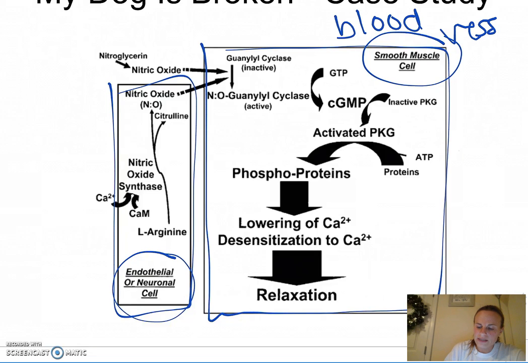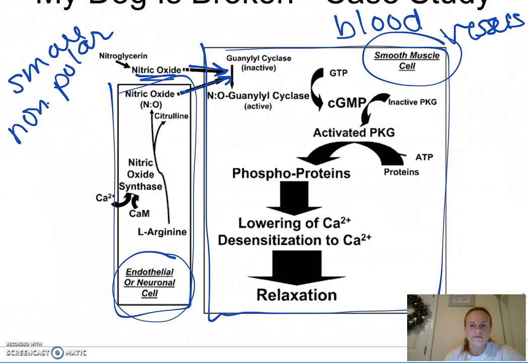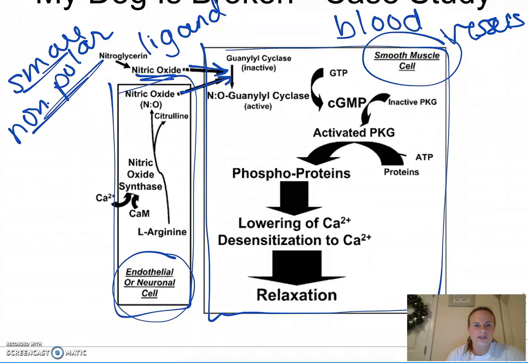If you were asked, where can I find the ligand? Would you be able to recognize that nitric oxide is the ligand because it's able to make it through to the second cell? So let's label nitric oxide as our ligand, as our first messenger, and also address the fact that it's small and that it's nonpolar.